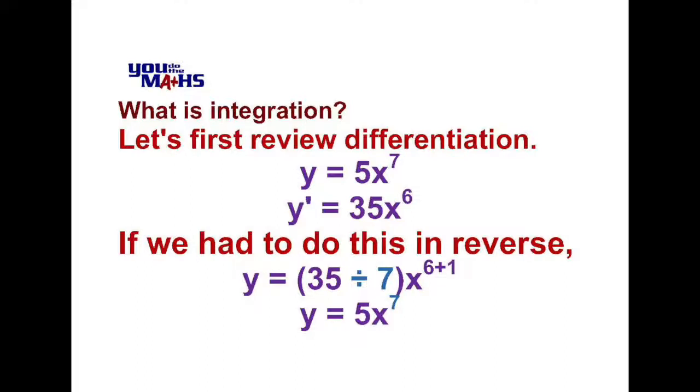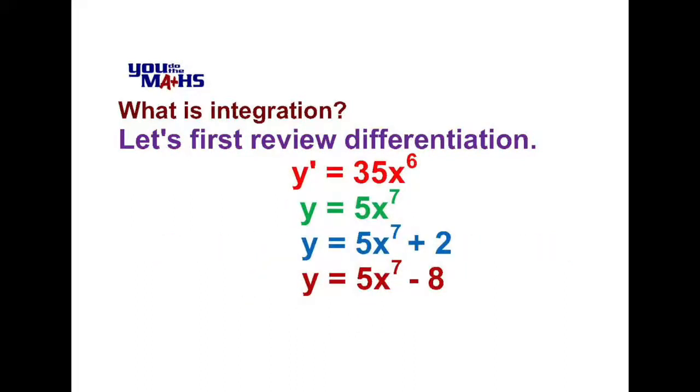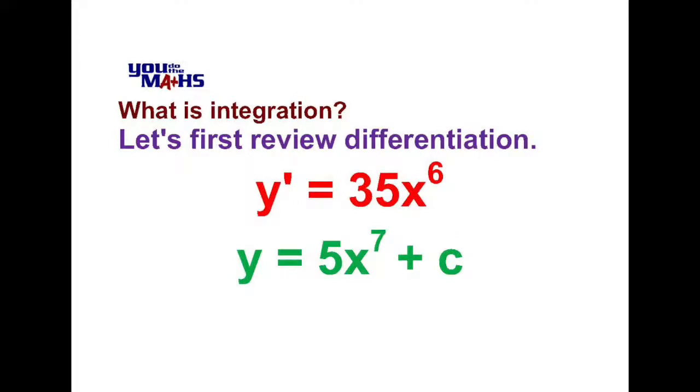One thing we need to be careful of when we anti-differentiate is to note that we can also add a constant to the end of our antiderivative. So for example, all of these options here where we've got 5x to the 7 plus 2, 5x to the 7 minus 8, they all differentiate back to 35x to the 6 because the constant we've added at the end will disappear in the differentiation process. So our solution for the antiderivative of 35x to the 6 is 5x to the 7 plus some constant.